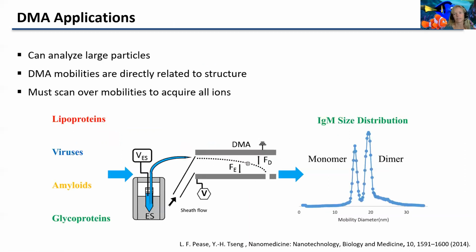And so DMA is great for really large molecules though. So it's been used in nanomaterials, and then also viruses, amyloids, glycoproteins, lipoproteins, all kinds of systems like that. So here's a really nice antibody size distribution. But for DMA, you can directly relate this to the structure. So you can get an absolute collision cross-section out of DMA, both it and DTIMS. You must scan over mobilities though to acquire all ions. So it's similar to FAIMS in that it's a scanning technique.